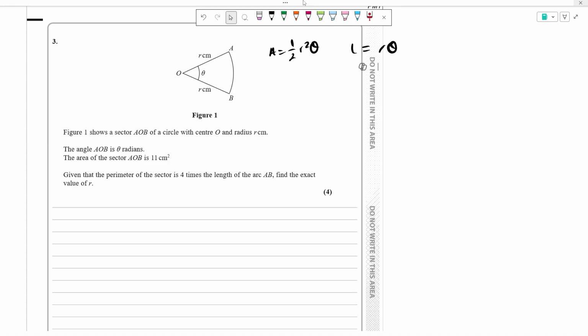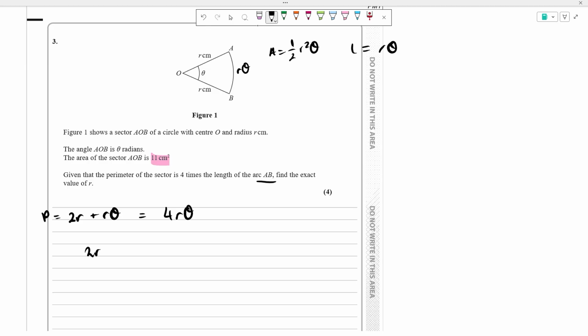Okay, let's begin to read the question. We've got a sector, we've got the area given to us, which is 11 centimeters squared, and the angle AOB is theta radians. It says that given that the perimeter of the sector is 4 times the length of the arc AB, find the exact value of r. So I'm going to put r theta for AB. The perimeter of the sector, which is 2r plus r theta, is equal to 4 times the arc AB.